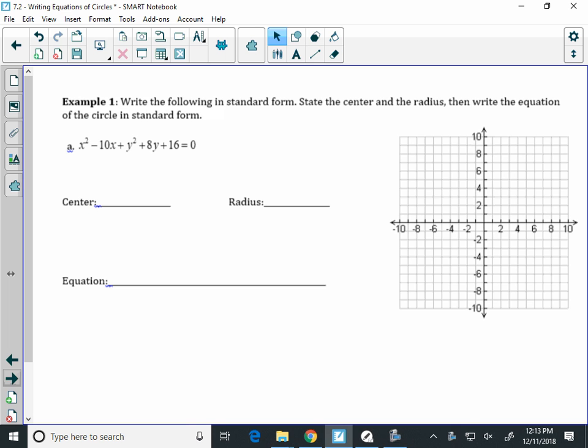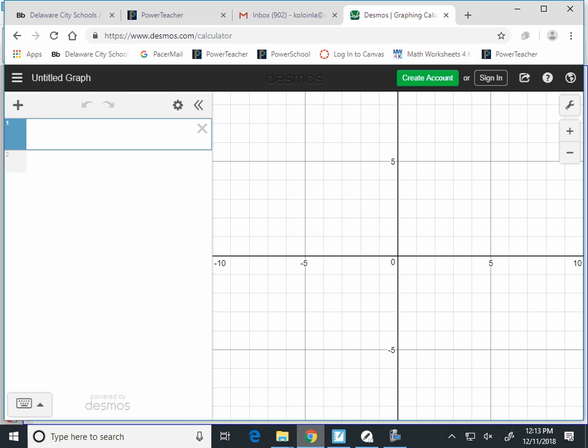So if we take a look at this first example, we want to know the center, the radius, and the equation of this circle. And you can't really tell when you're looking at it and it's all jumbled and there's x squares and x's and y's and other numbers. So what you're going to do is go to Desmos and type it in exactly how it is. Exactly, with the equal sign and with the 0. So type it in exactly how it is.